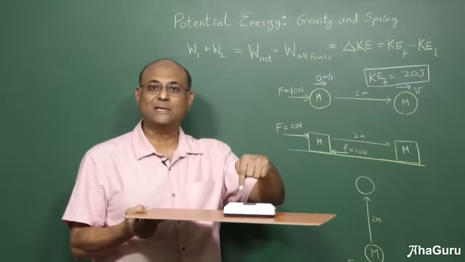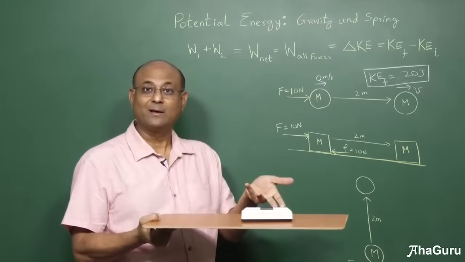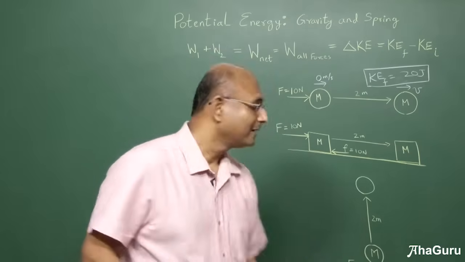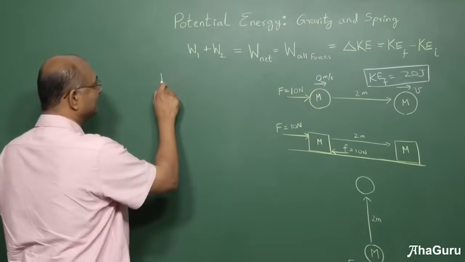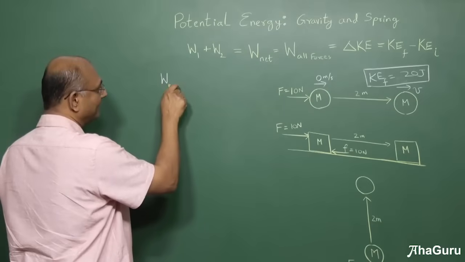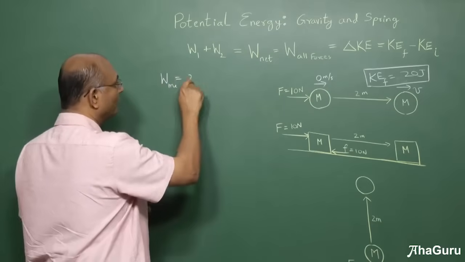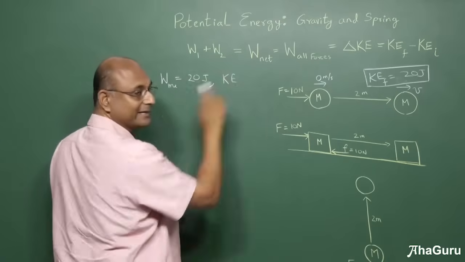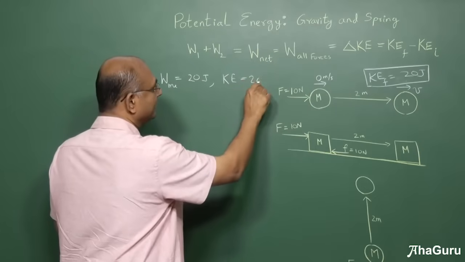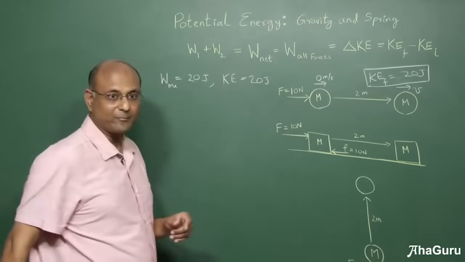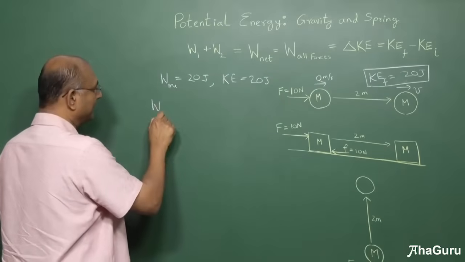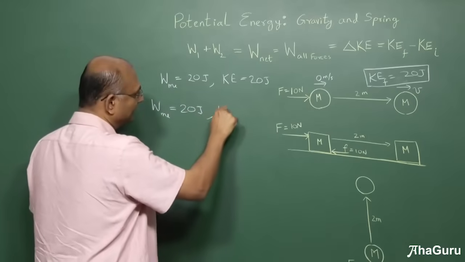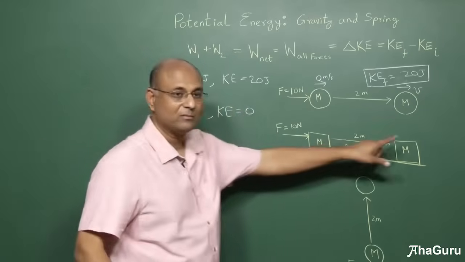What is the kinetic energy of this object? 0. You can see it's not moving. Hey, what happened to the energy that I gave? In the first case, work done by me is 20 joules. Kinetic energy of the object is 20 joules. So this went there. Second case, work done by me is 20 joules. Kinetic energy of the object, 0.